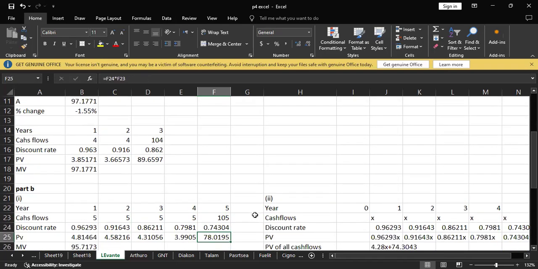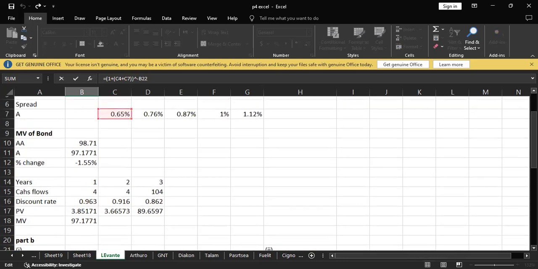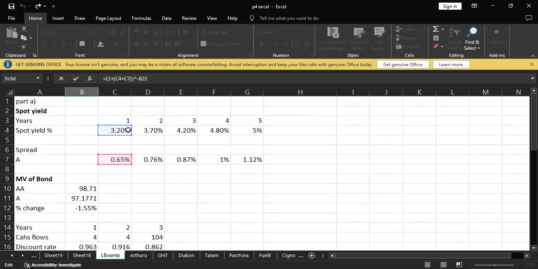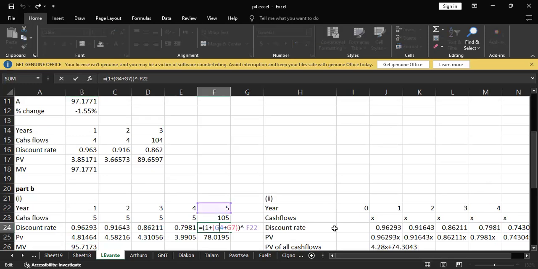Now the discount rates, where these are coming from, we have already studied that. What is this? One is the constant, plus spot and spread, raised to power -1. In the same way, for the last year, one is the constant, plus spot plus spread, raised to power -5.